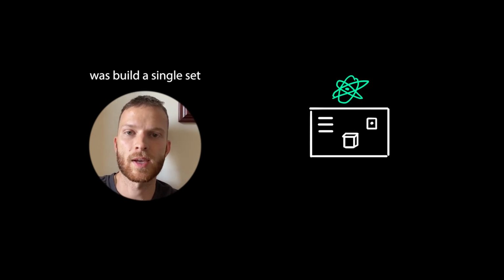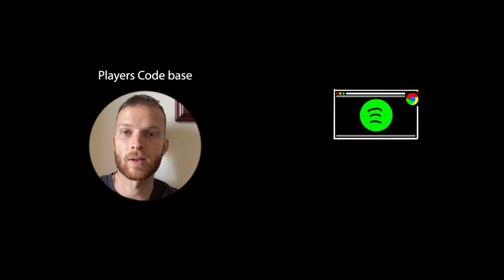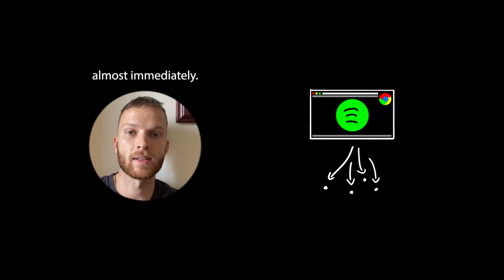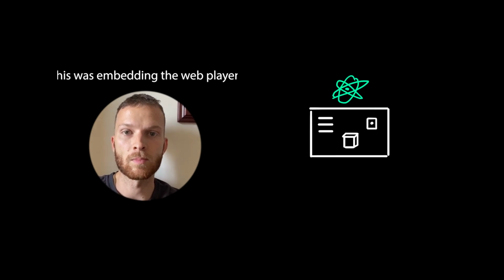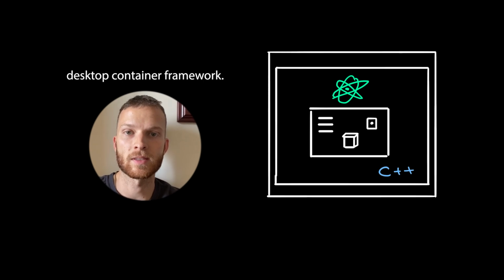So what the team decided to do was build a single set of web components, which would live inside of a UI component library and would be consumed by both applications. The team decided to use the web player's codebase as a UI foundation, one of the reasons being that it was delivered continuously, which meant that new changes would get to users almost immediately. But the biggest difficulty with this was embedding the web player UI elements into the existing desktop container framework.